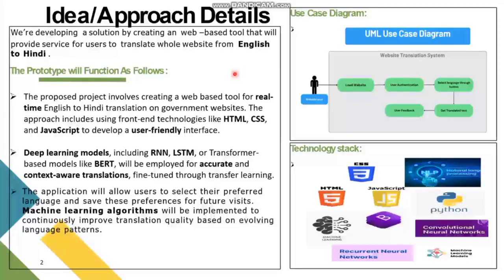But is this really possible? Yes. Deep learning models, including RNN, LSTM, or transformer-based models like BERT, will be employed for accurate and context-aware translations, fine-tuned through transfer learning. Here, I would like to focus on the words accurate and context-aware translations. The translations which we are going to achieve must be accurate. Accurate in the sense it should give the meaning that was given by the previous sentence. And context-aware translation means the content should not be changed.